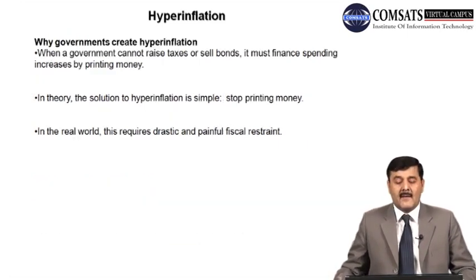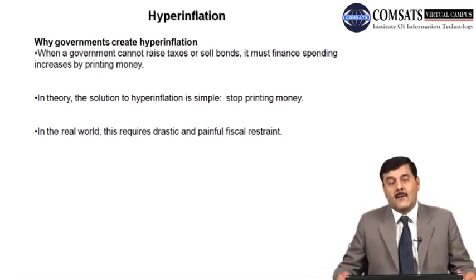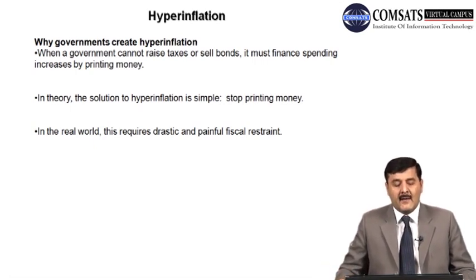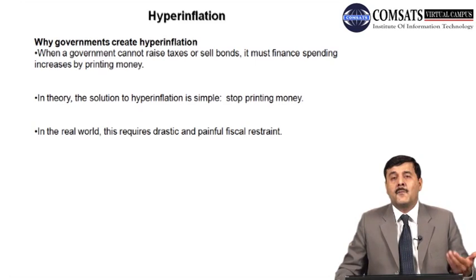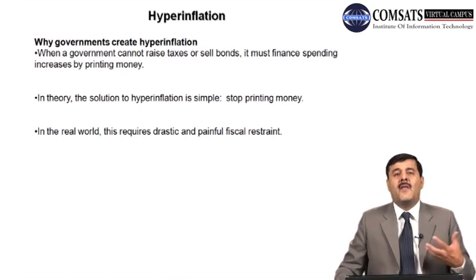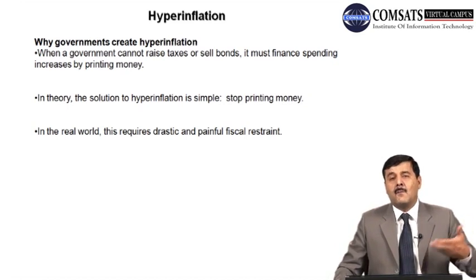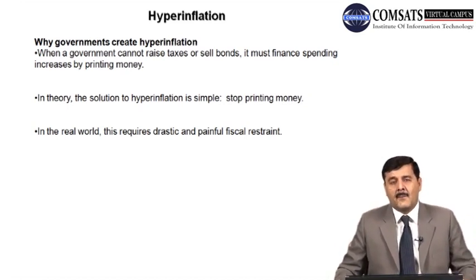So dear students, this is all about why governments create hyperinflation. Why do they do it? We have discussed the reason: excessive money growth. But why does the government need to do that? As I said, when the government has no option to increase its revenue through taxes or any other source, it has no alternative but to print more money in the economy. So when there is no alternative available to the government to raise its revenues except printing money, that becomes the reason for printing more money and for hyperinflation.